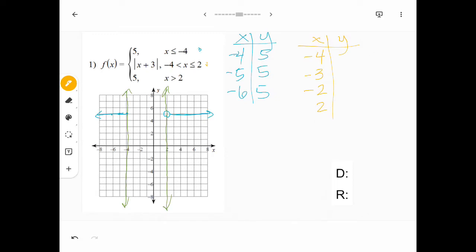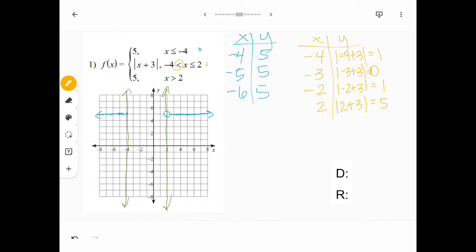When we fill this in, we do the absolute value of -4 plus 3. -4 plus 3 is -1. Absolute value is 1. At -3, we do -3 plus 3. -3 plus 3 is 0, which gives me a 0 then. -2 plus 3. -2 plus 3 is 1. Absolute value of 1 is 1. When I plug in the 2, 2 plus 3 is 5, so the absolute value is 5. So I'm going to plug those in, plot those, and see what's happening.